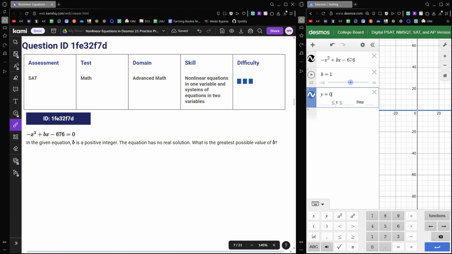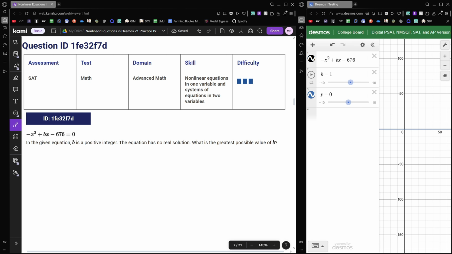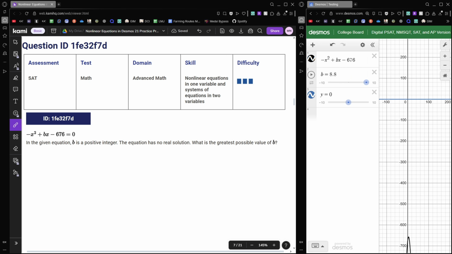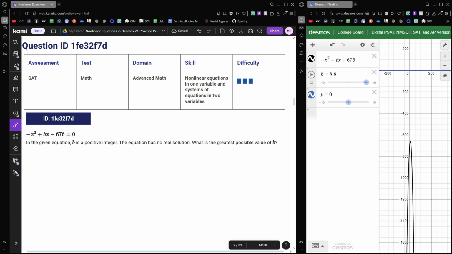Alright, so here we have our line, and for some reason I don't see the parabola. Oh, it's all the way down here. Okay, I was not expecting that. Anyways, they tell us the equation has no real solution. Now they want us to find the greatest possible value of b, where these two will still not intersect. They also tell us that b is a positive integer. Positive meaning it's a positive number, and integer meaning there's no decimals, so we don't need to worry about it being like 20.25 again. Anyways, let's start putting in numbers.